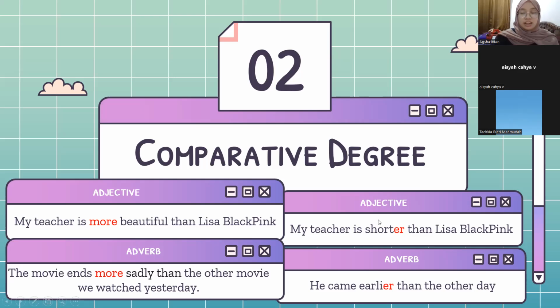For example, here, the adjective short. We just need to add an ER at the ending to indicate that one object is lesser than the other. As for an example for an adverb, the movie ends more sadly than the other movie we watched yesterday. Sadly, there are two syllables here.